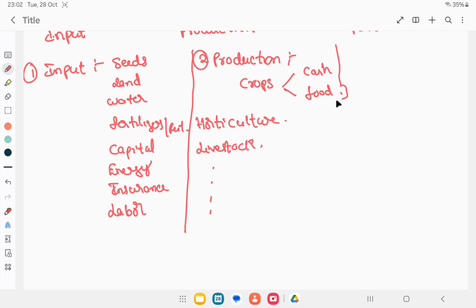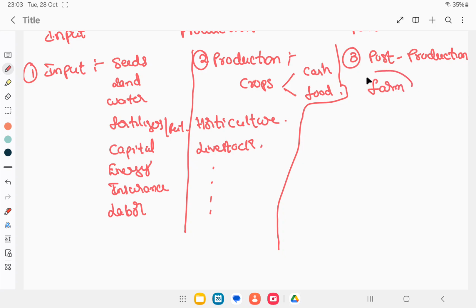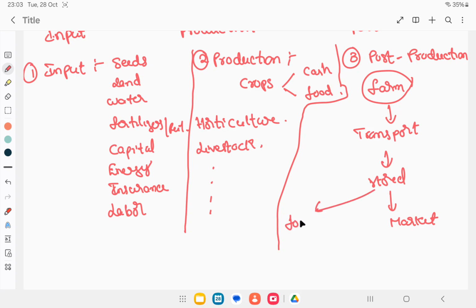Post production is an important thing as far as agriculture is considered, because the processes that are involved in post production are very much crucial. After production on the farm, the produce would first be transported and then stored, and from there it would go either to the market or to food processing.